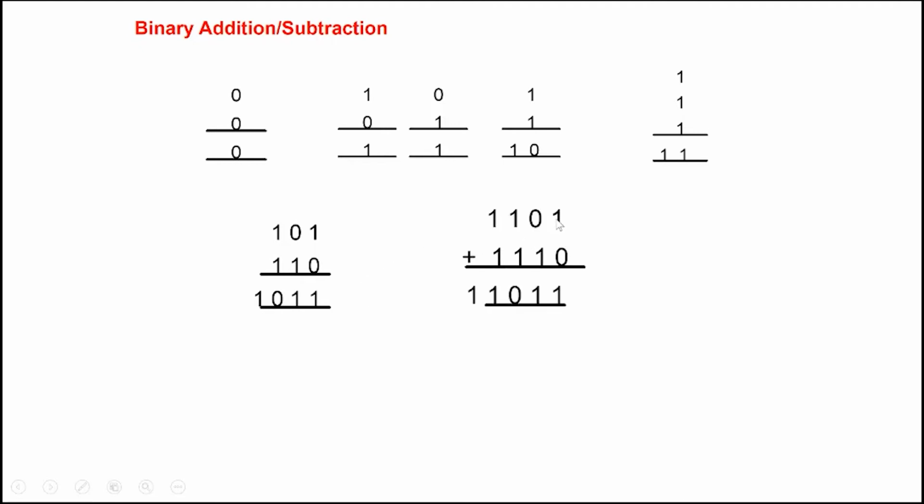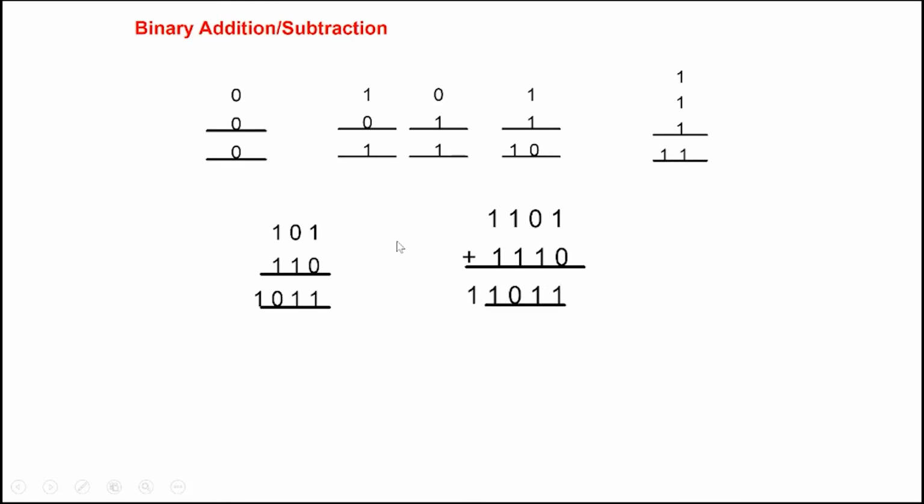So let's do this here. 1 plus 0 is 1, 0 plus 1 is 1 here, 1 1 is 0, and carry 1 here, and 1 1 1 will give us 1 and with a carry here, right? So that's how we add up numbers. That's how we do binary addition.